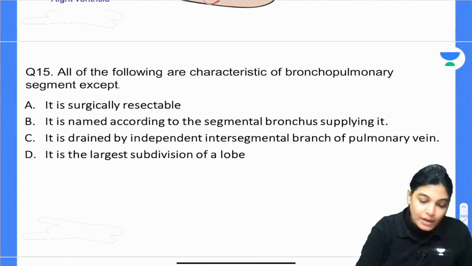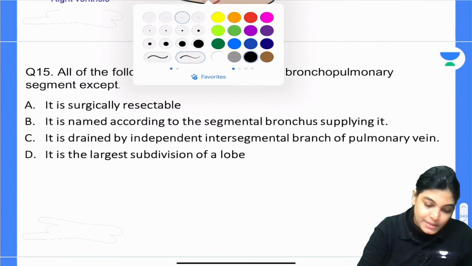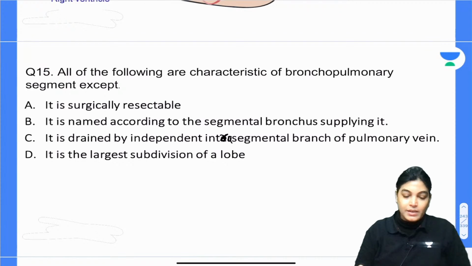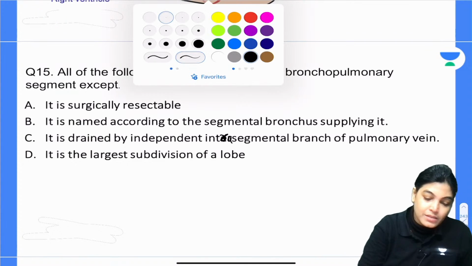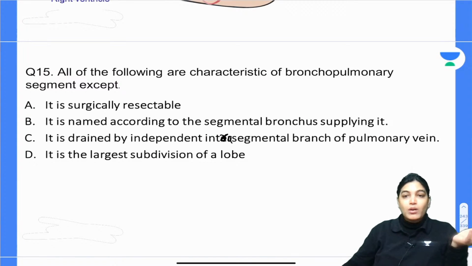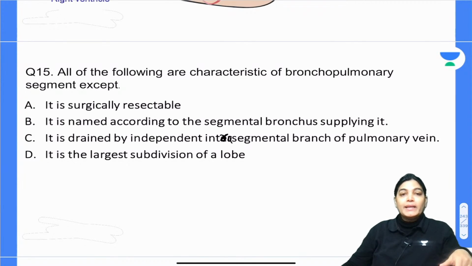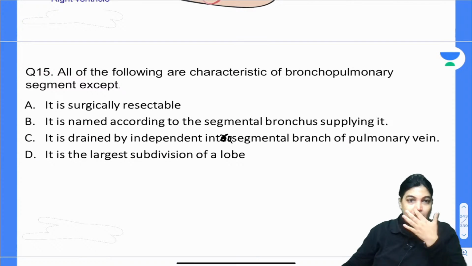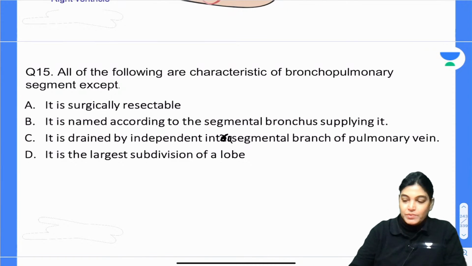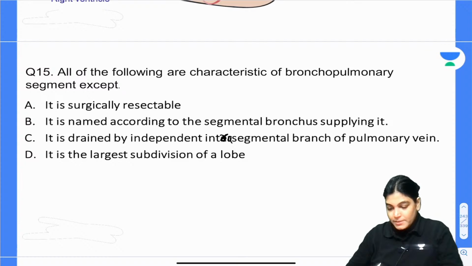One more point I just want to write here. Okay, now you're okay. See here, all of the following are, so let's start reading this. All of the following are characteristic features of a bronchopulmonary segment of the lung, except: option A, it is surgically resectable. B, it is named according to the segmental bronchus supplying it. C, it is drained by an independent intrasegmental branch of the pulmonary vein. And D, it is the largest subdivision of a lobe. So what is the correct answer? Question number 15, please mark the correct answer.